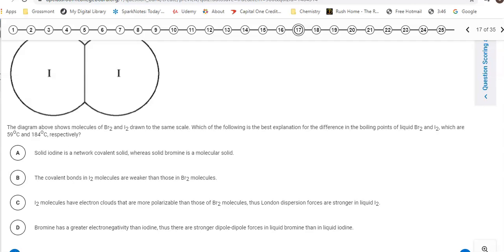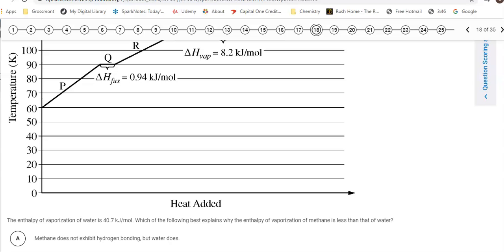So it's C. I2 molecules have electron clouds that are more polarizable because it has more electrons than those of Br2 molecules. Thus, London dispersion forces are stronger in liquid I2. That's correct. So C is the answer on that. Okay, let's move on to the next one. We're on number 18. We're halfway through. We have about 35 questions here.